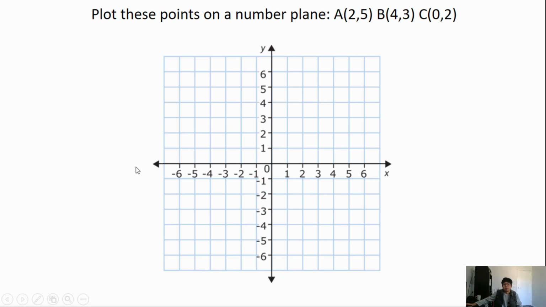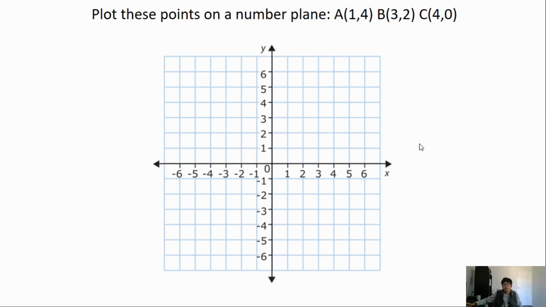Alright, now let's have a go at plotting some points. Let's plot these points A, B, and C: (2, 5), (4, 3), and (0, 2). So we have (2, 5) first. We go to the right 2 spaces because it's positive 2, and then up 5 spaces because it's positive 5. That will lead us to that point there. And then we take it to (4, 3). Right 4, up 3. And C is (0, 2). So we go 0 points to the right, that's directly on the origin, and then we go 2 spaces upwards. So that's that point there. And let's label them. This one is A, that one is B, and that one is C.